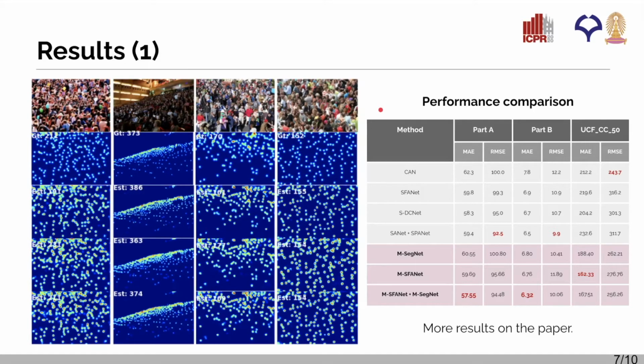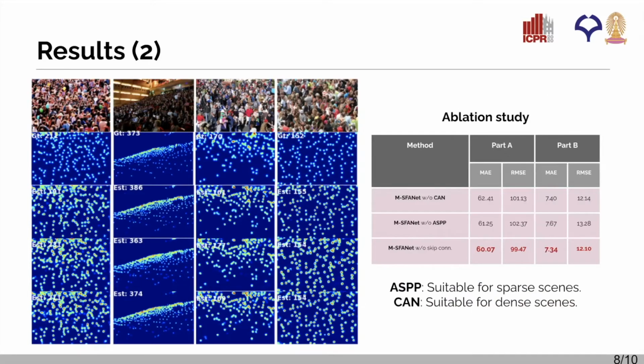And here are some selected results from the paper. We outperformed previous methods in terms of MAE in ShanghaiTech and UCF-CC-50 dataset. You can see from the left-hand side figure that our proposed methods are able to retrieve the density maps very close to the ground truth. In the ablation study, M-SFANet without CAN attains a higher MAE than M-SFANet without ASPP on ShanghaiTech Part A, while the results are converse on ShanghaiTech Part B.